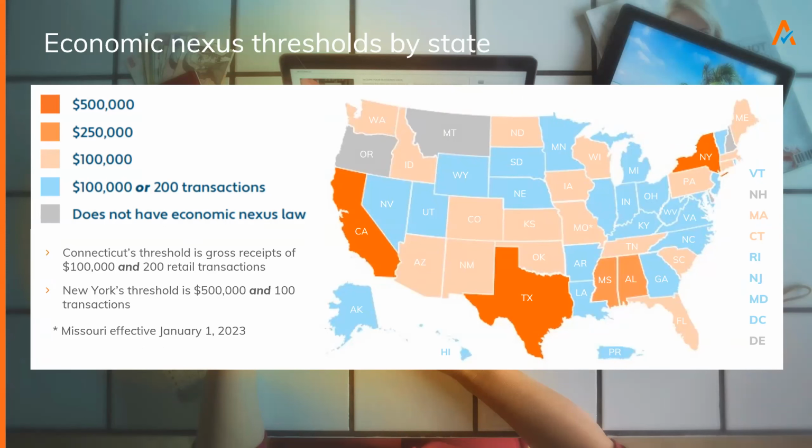There's some unique scenarios like Connecticut. They're having a gross receipt threshold of $100,000 in revenue and 200 retail level transactions. New York also has a combination at $500,000 in revenue along with 100 transactions. In Missouri, as of the first of this year, they enacted their own economic nexus thresholds. So again, driving the point home that there's a fair amount of variance across the country, and you can't necessarily apply one broad stroke philosophy and imagine you're totally compliant across the board.